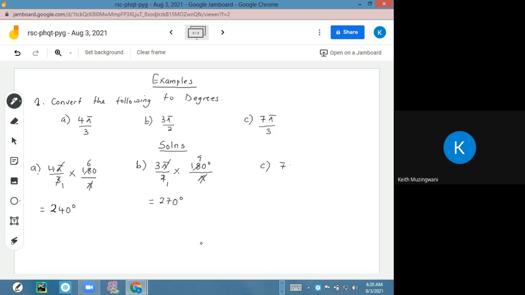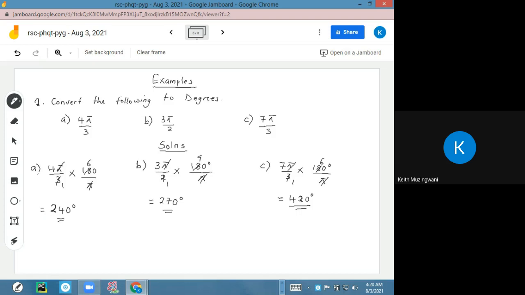Then if it is 7 pi over 3, you multiply by 180 degrees over pi, so you see that this pi and that pi will cancel. This guy here 1, this guy there 6. 7 times 6, you get 42, so we get 420 degrees. That's how we do the conversion.